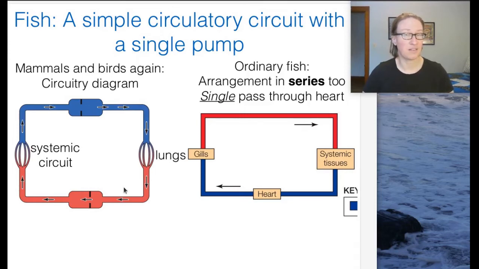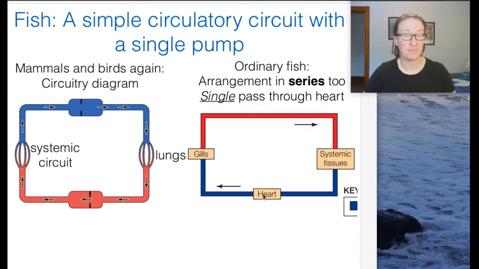In ourselves and in birds, if we start on the left side of the heart, with the left atrium and left ventricle, that portion of our heart pumps blood through our systemic circuit. Then blood returns to the right side of the heart, and it gets pumped through the pulmonary circuit, through the lungs, where it gets reoxygenated. Then it comes back to the left side of the heart, and that oxygenated blood then gets delivered to the systemic circuit. So let's look at the fish diagram now.